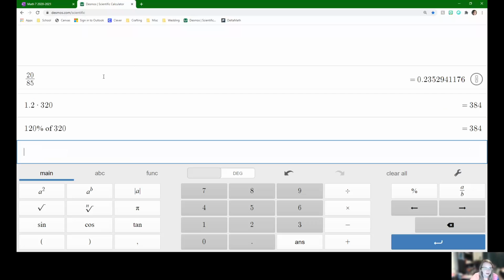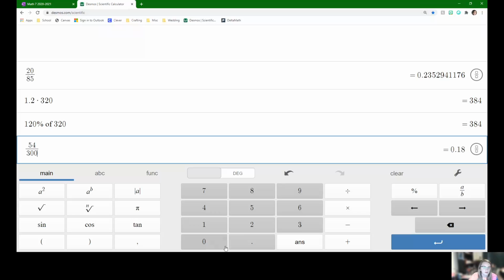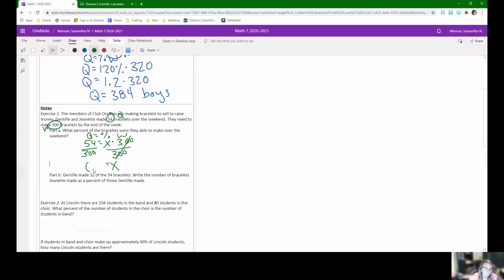So let's type it in our calculator. 54 divided by 300, we get 0.18. Now the question says, what percent? Oh, I didn't mean to cross it. What percent? This is a decimal, so we need to convert this to a percent by moving that decimal place over twice. They made 18%.